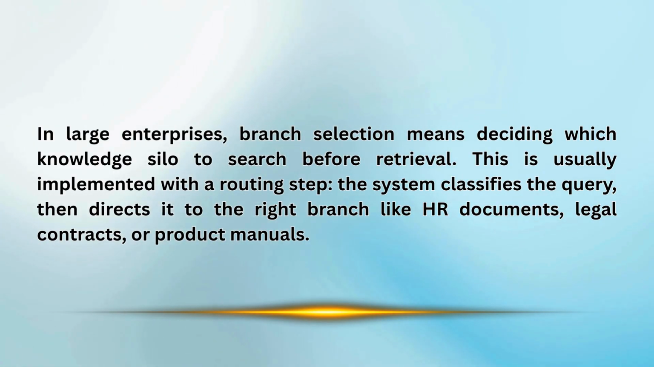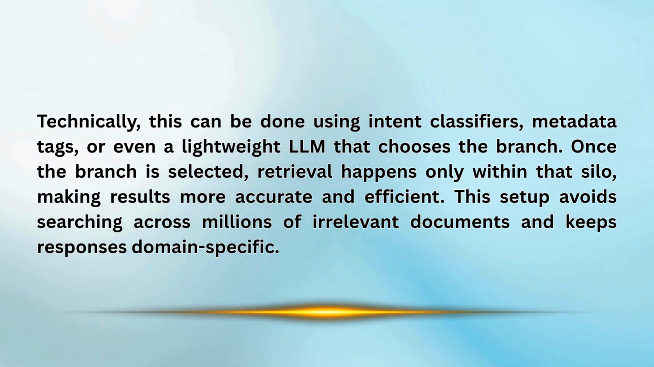In large enterprises, branch selection means deciding which knowledge silo to search before retrieval. This is usually implemented with a routing step. The system classifies the query, then directs it to the right branch, like HR documents, legal contracts, or product manuals. Technically, this can be done using intent classifiers, metadata tags, or even a lightweight LLM that chooses the branch. Once the branch is selected, retrieval happens only within that silo, making results more accurate and efficient. This setup avoids searching across millions of irrelevant documents and keeps responses domain-specific.